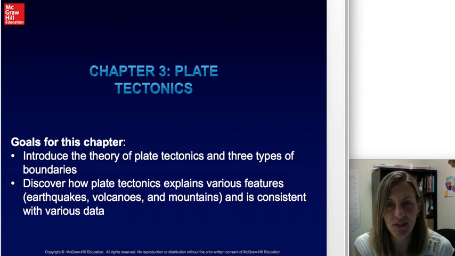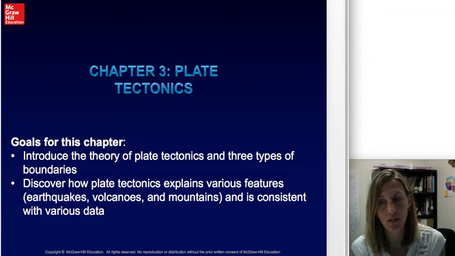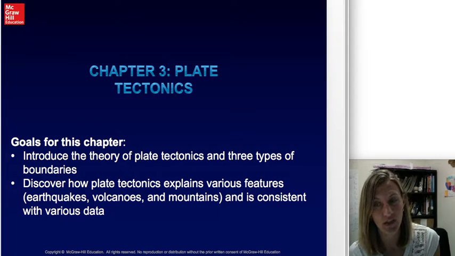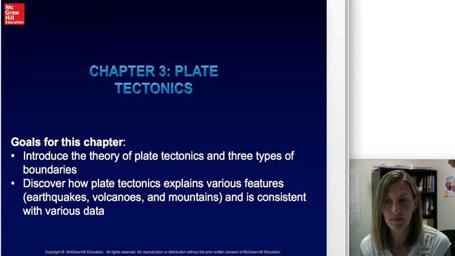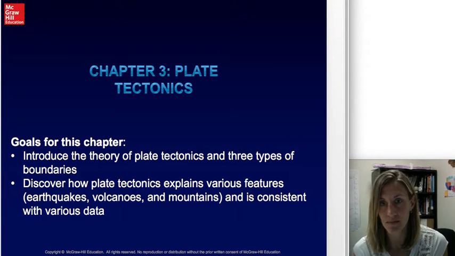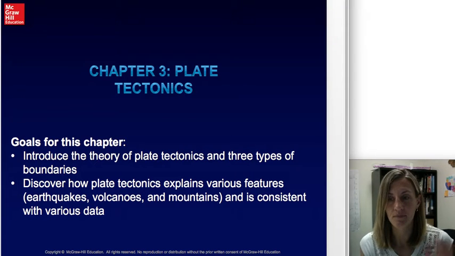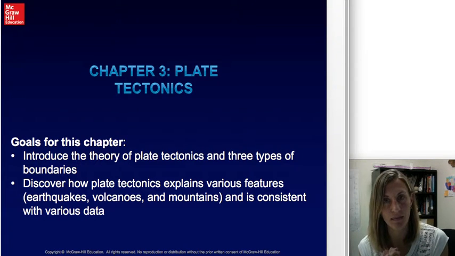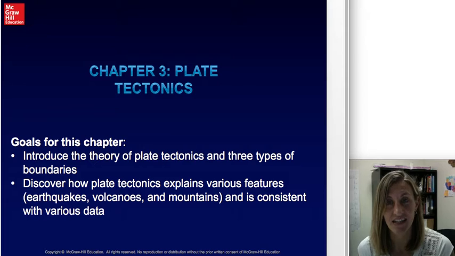Okay, so chapter 3, plate tectonics. Our main goals here are to introduce the theory of plate tectonics and the types of boundaries that we have with plate tectonics. This chapter is really important because we're going to use it throughout the semester. Everything kind of ties back to these plate boundaries. That's where all the exciting stuff happens with geology.